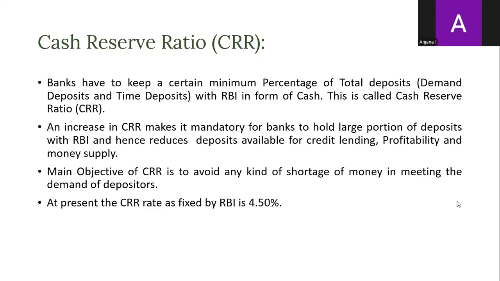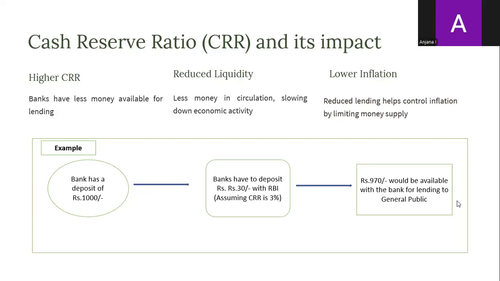At present, the CRR is fixed by RBI at 4.5%. Now, let's see the impact of the CRR. The higher the CRR, banks will have less money available for lending. Hence, it will reduce the liquidity. That is, money circulation in the market would be reduced, thereby slowing down economic activities. And inflation would be reduced. Reducing lending helps control inflation by limiting the money supply.